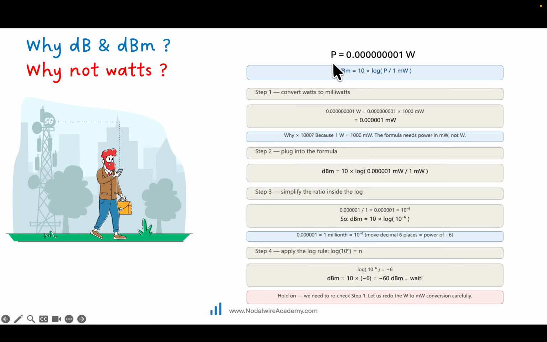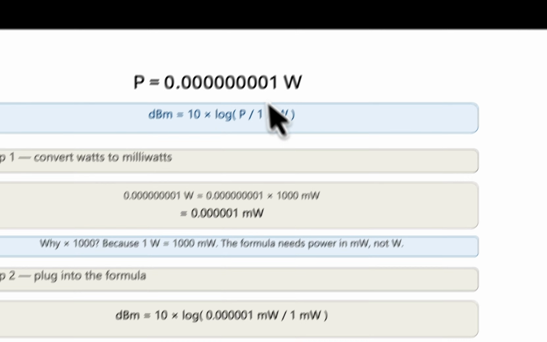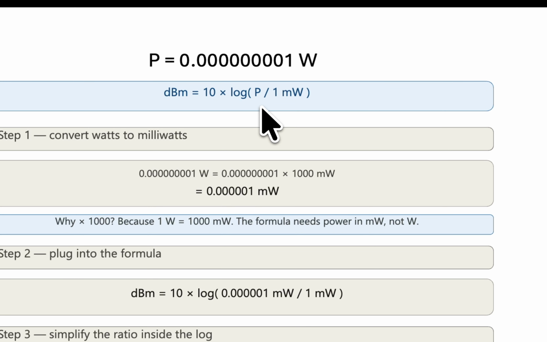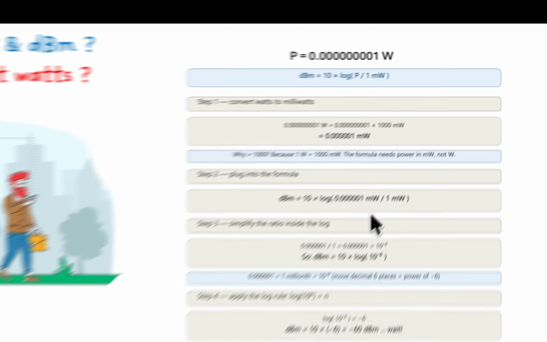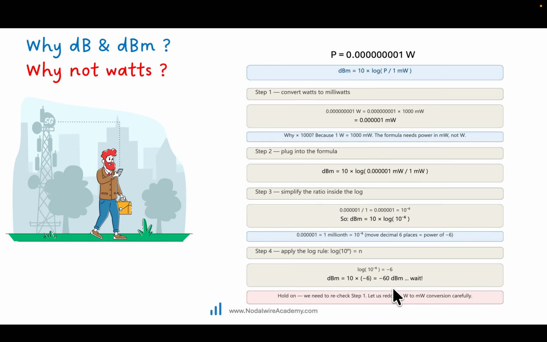So I have taken the same value, P equal to 0.8 zeros followed by 1 watt. This is the formula for calculating the decibel per milliwatt. When I substitute the P value here and also convert the watt into milliwatt, I'm doing those steps in step 1 to step 3. And then finally, I'm calculating. Finally, 10 times the logarithm of 10 power minus 6 is equal to minus 60 dBm. This is how I convert the watt into decibel per milliwatt. This is for your reference.